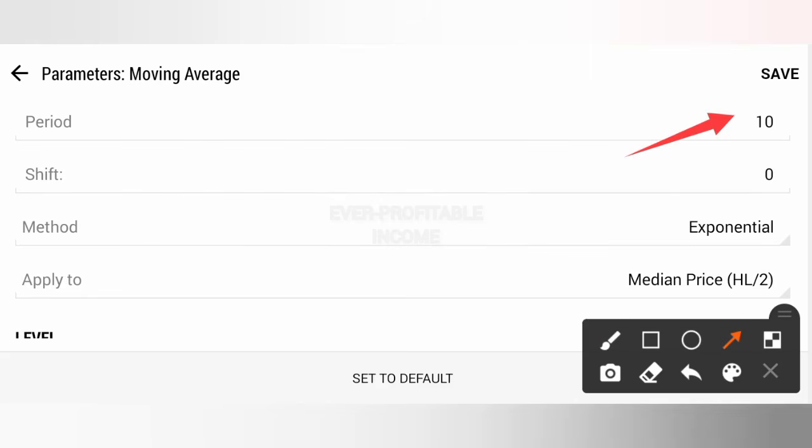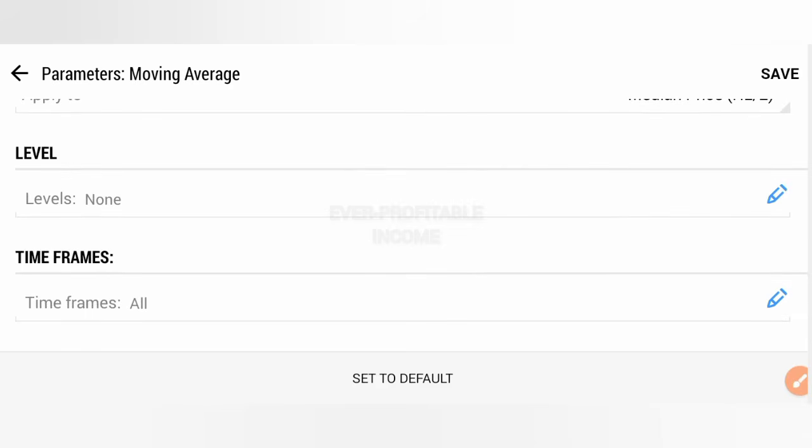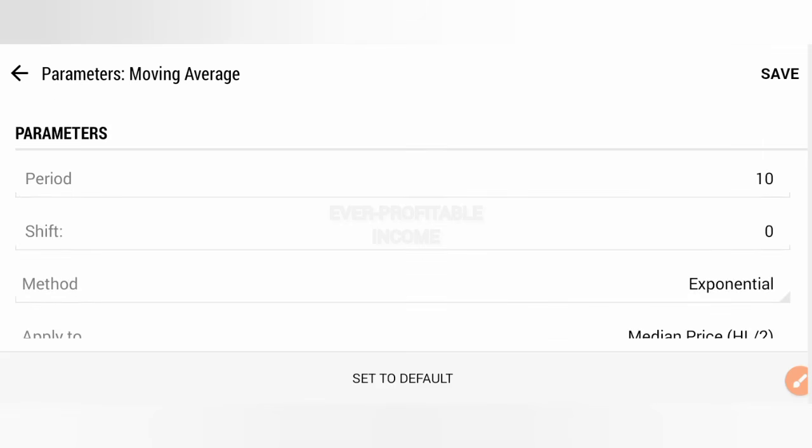You can take a screenshot. Period 10, shift 0, method exponential, and apply to medium price. Please take note, do not get it mixed up. So you can take a screenshot of it, and then the levels, there are no levels, and the style is blue or any color of your choice. So thereafter you click on save.